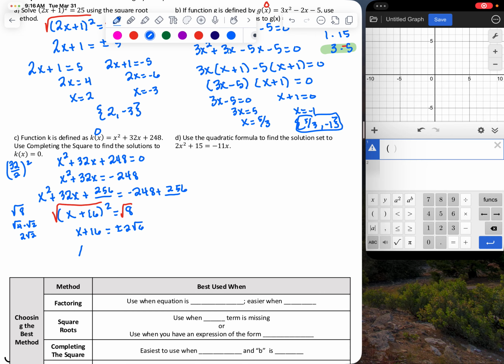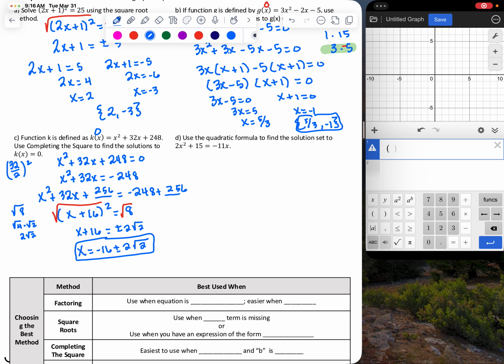Now just subtract 16 from both sides. So negative 16 plus or minus 2 square root 2. Excuse me, I just noticed I had a mistake right there. So final answer.